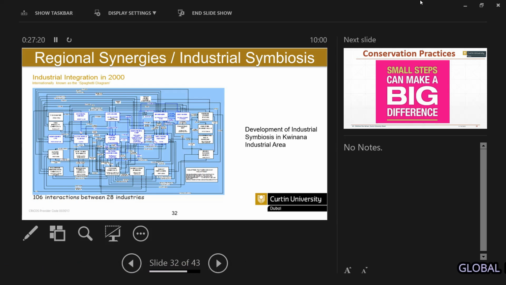All of these interactions are happening within the selected area. The interactions are happening within 28 industries. The government is giving approvals only to those industries that follow this. These are very important, these are the demand.